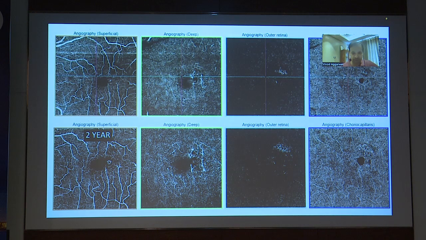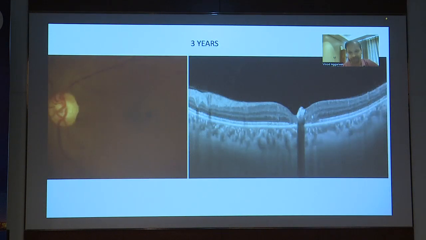Now, when we did OCTA in this patient, we could find a small neovascular complex in the outer retina. Now, since the patient was asymptomatic, we did not treat and just followed up this patient. And this neovascular complex, as you can see in the below picture, it is at 2 years. It is increasing in size, but the patient remained asymptomatic. And this is at 3 years. Nothing changed much apart from that small increasing size of CNV complex on OCTA.